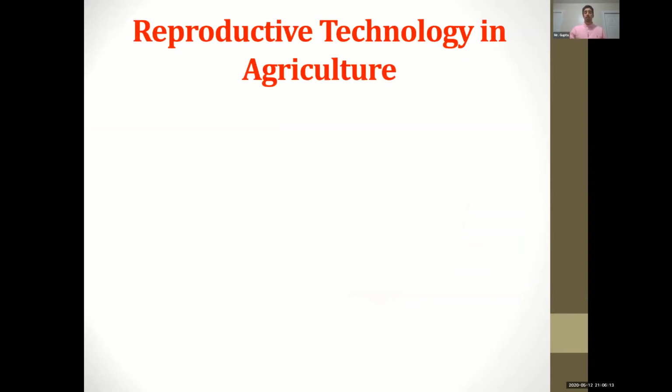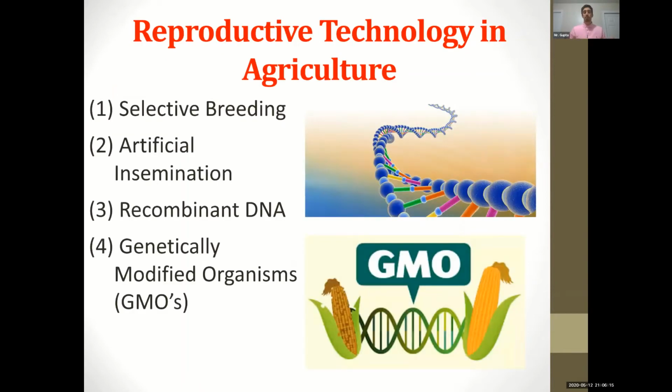So first off, here are the 4 different types of reproductive technologies often used in agriculture, so farmlands or fields where crops grow. The first one, selective breeding. The second one, artificial insemination. Thirdly, recombinant DNA. And finally, genetically modified organisms. We're going to break down each one of these 4 in more detail throughout this lesson.